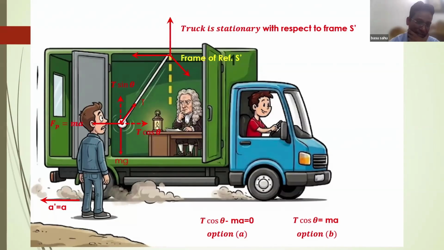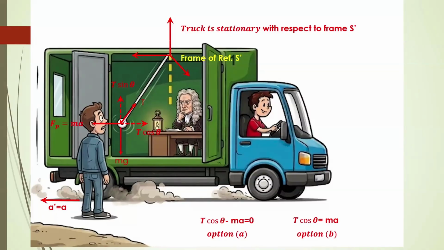What about this person? Now I am not considering this person as a frame of reference. It is a complete person. What would be the acceleration of this person? I have already written here, A dash is equal to A. Everything we are now considering from the frame of reference S dash itself. That's why A dash is equal to A. Basically, this person is moving in this direction. How can I justify the movement of this person? Can anybody tell me? How can I justify it?